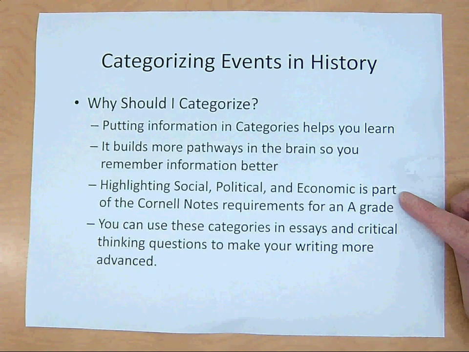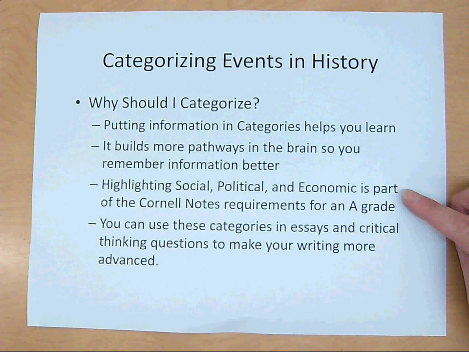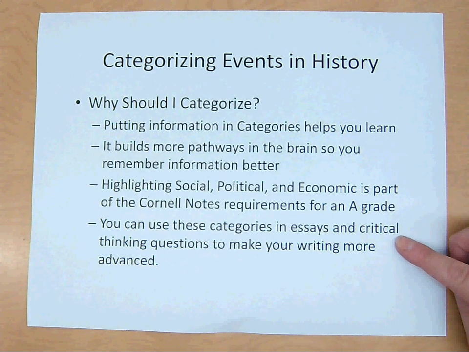Next, when you highlight social, political, and economic events in your Cornell Notes, that is part of the requirement that will get you an A grade on your Cornell Notes. You can see my PowerPoint on A grade Cornell Notes or Advanced Cornell Notes at the same site that you found this video. And last, you can use these categories in essays and critical thinking questions to make your writing more advanced. The categories of social, political, and economic are appropriate for both high school and college level work.